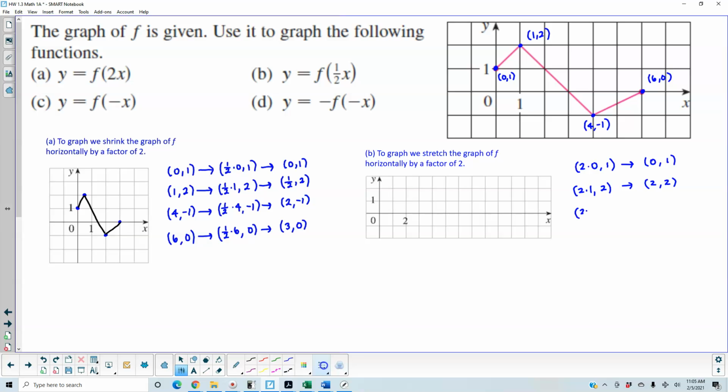Again, we're going to take 2, multiply it by 4. The y value stays the same. So we're going to get (8, -1). And then 2 times 6, which gives us 12, and then 0. So we know that we have (0, 1). We know that we have (2, 2). We know we have (8, -1). And then we have (12, 0).